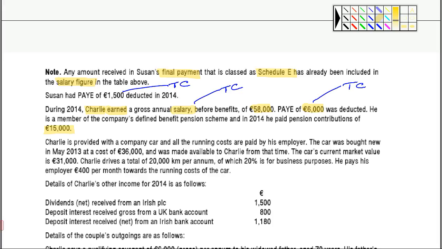Next issue for Charlie is to do with a benefit in kind. They say that Charlie is provided with a car.